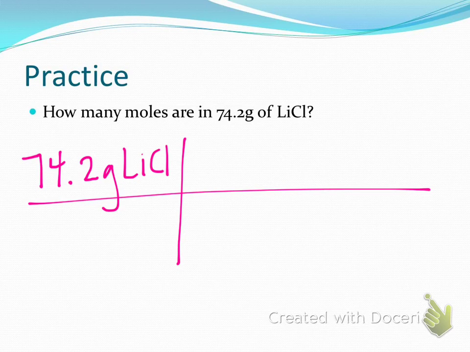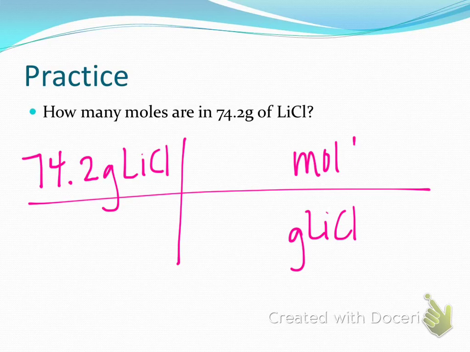We want to go from grams to moles, so grams needs to go on which side? Top or bottom? Grams of lithium chloride goes on the bottom, and moles of lithium chloride goes on top. Okay? And we said the mole always gets the 1.